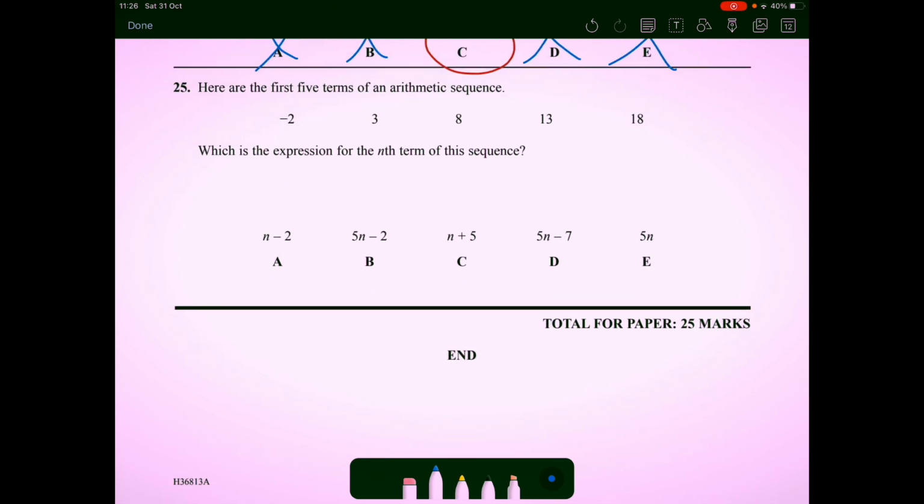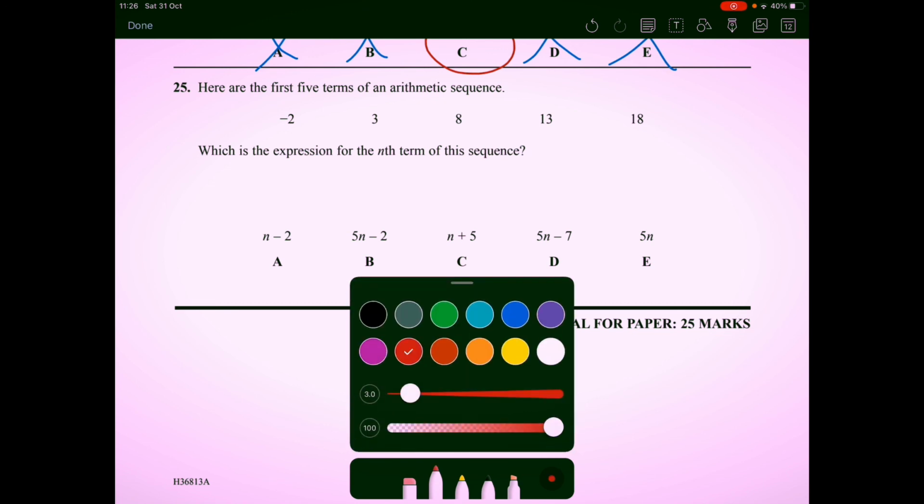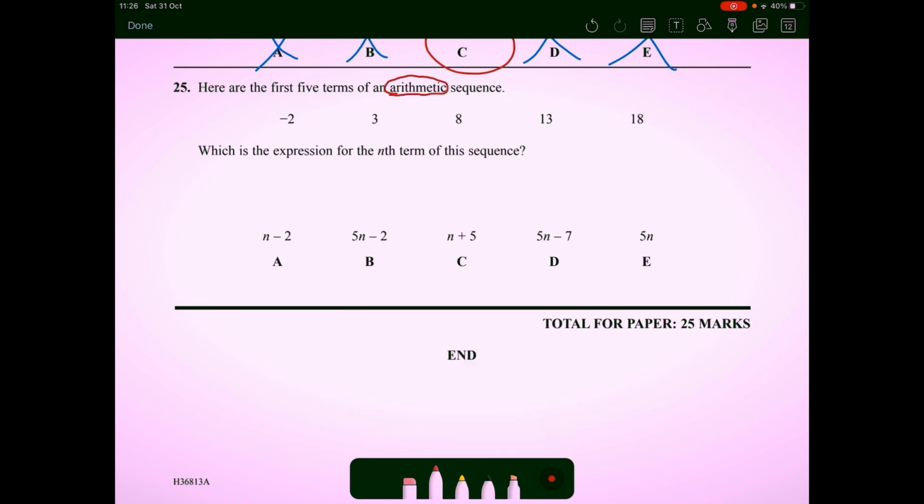Here are the first 5 terms of an arithmetic sequence. This basically means it's going to be going up with a common difference each time, or going down with a common difference each time. So it could go up, it could go down, it could increase, or it could decrease, or ascending or descending. They're the words that we use. Let's double check this one. I think we've seen this one before earlier. It's going up in 5s each time.